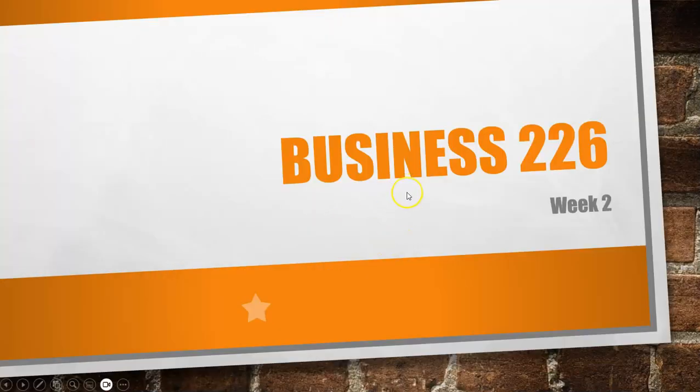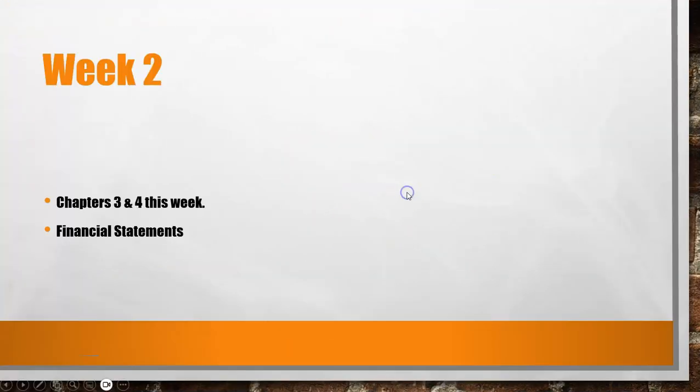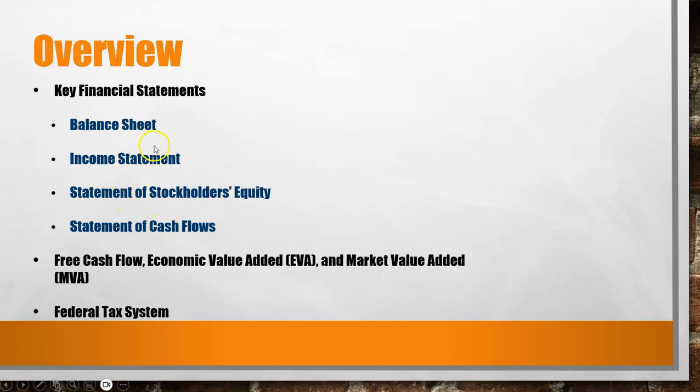So here we go with chapter 3, week 2. We're going to talk about chapters 3 and 4 this week, financial statements. So a brief overview of financial statements. We have a balance sheet. That's a point in time. That would be as of 12/31, as of 6/30.